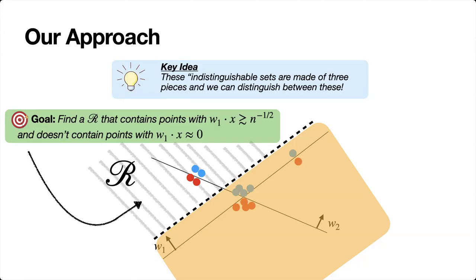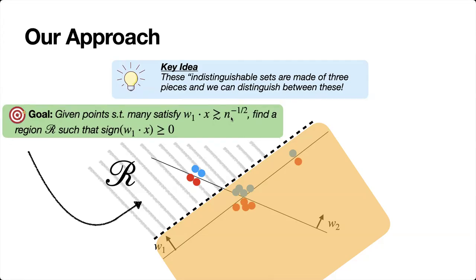Good. Now, if we think about what I just said, we don't really need that these points all have very large inner product with W1. It in fact suffices that we just find a region where the points are just positively labeled by W1, because that was all we really needed for these points to be labeled by W2, right?